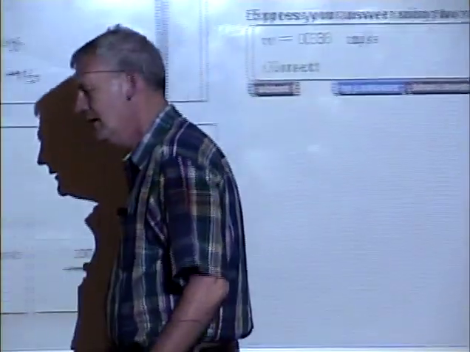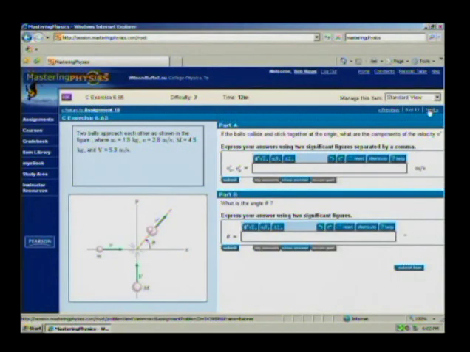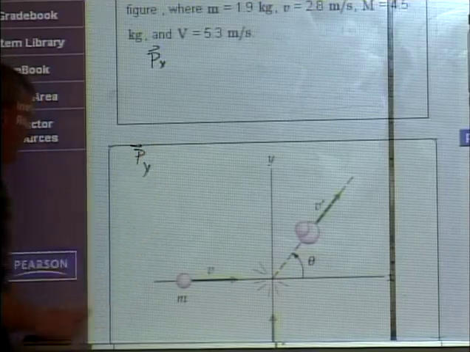Okay, so there's that one. All right, so now let's go to the one that's kind of nasty, but it's really not too bad. It's this one. This is okay, because again, what we do is we'll look at the P of X situation, and then we'll look at the P of Y situation. Okay?